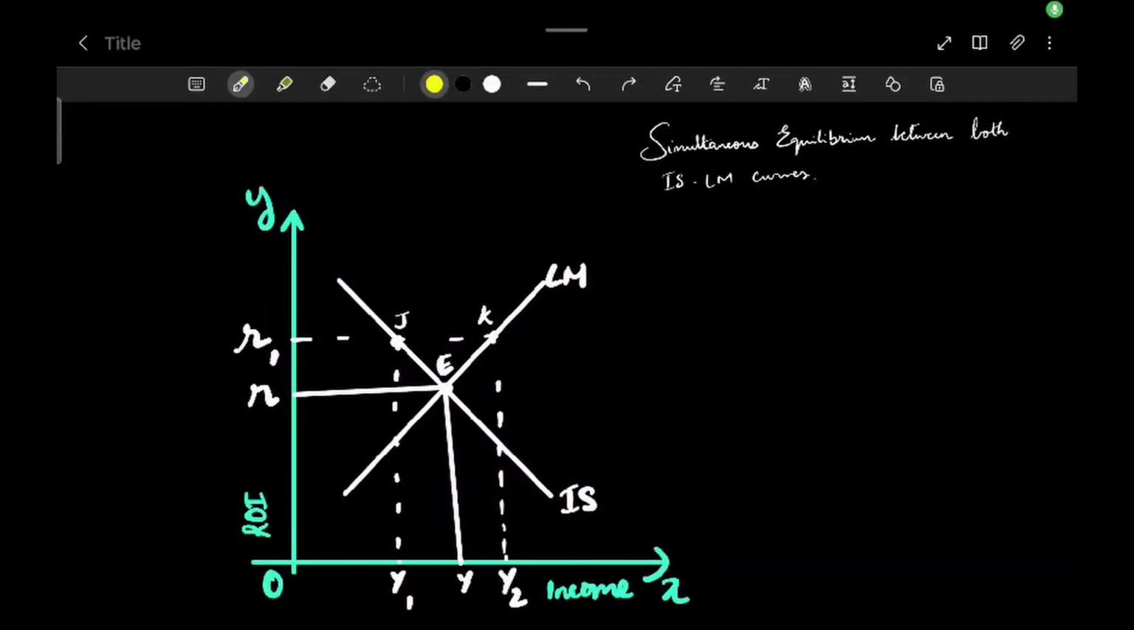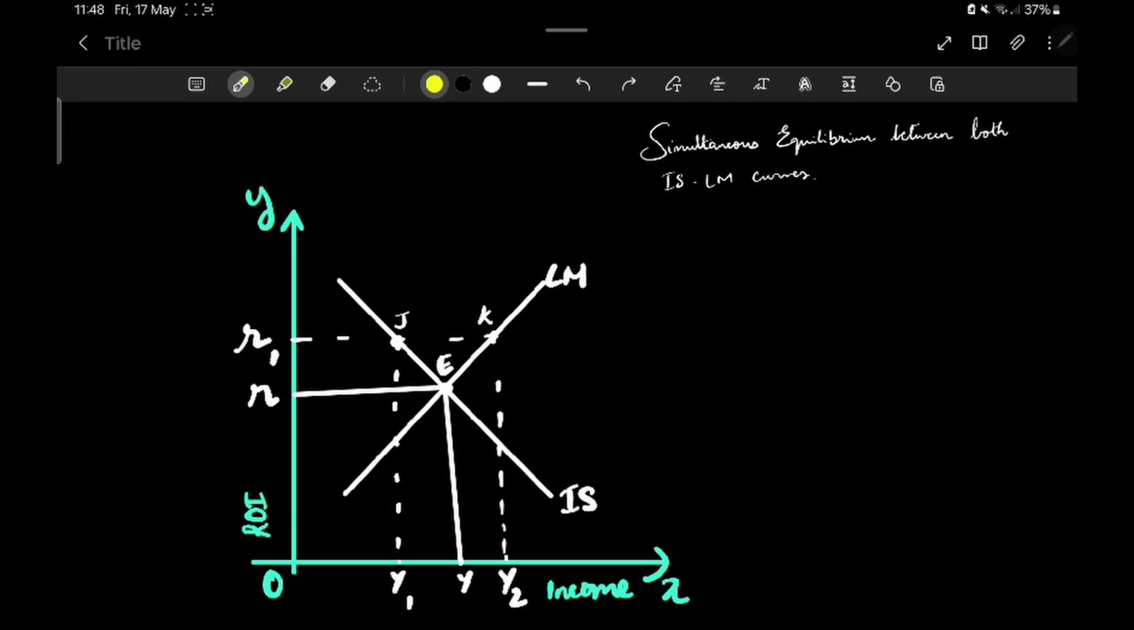In the previous video we derived the IS and LM curves in isolation, and we found out various components and equilibrium conditions of both IS and LM curves. So in this video we'll be deriving the simultaneous equilibrium between both product and money markets.